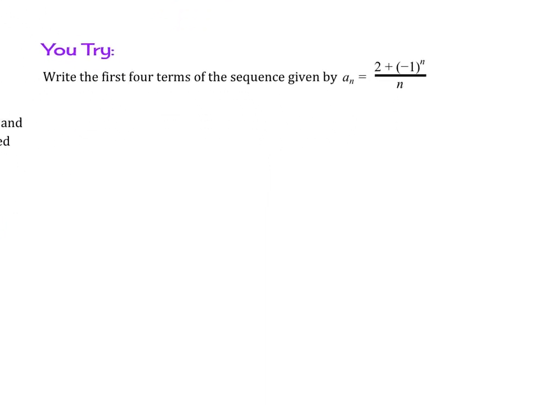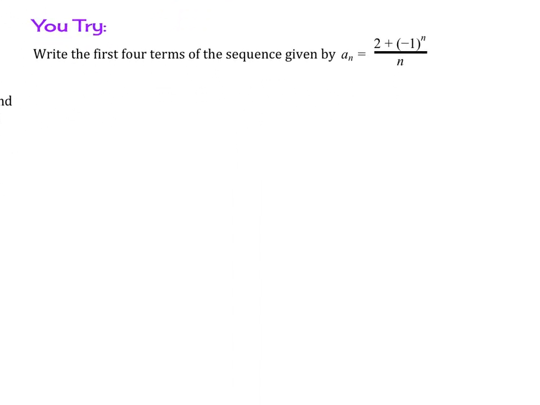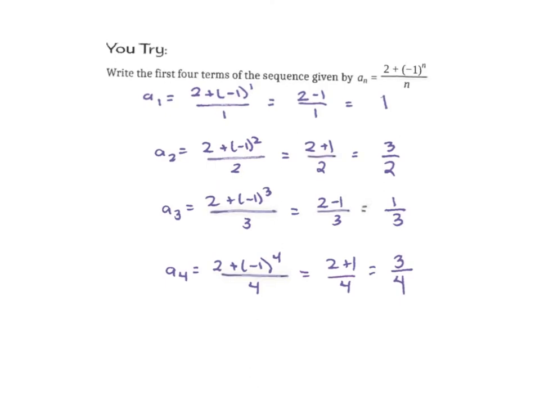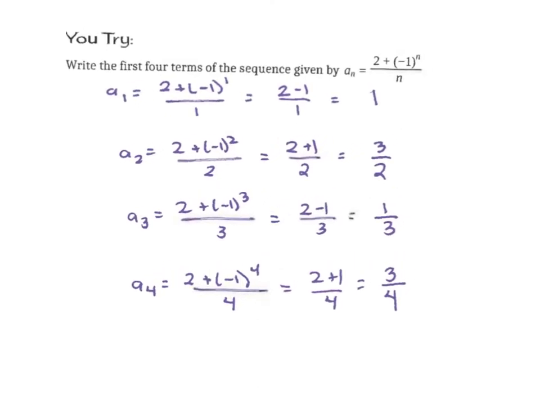So try this example. Write the first 4 terms of the sequence given by a sub n equals 2 plus negative 1 raised to the nth power over n. Now, it doesn't alternate in sign, at least the final answers do not. But here are the first 4 terms of the sequence if you plugged it in: 1, 3/2, 1/3, and 3/4.